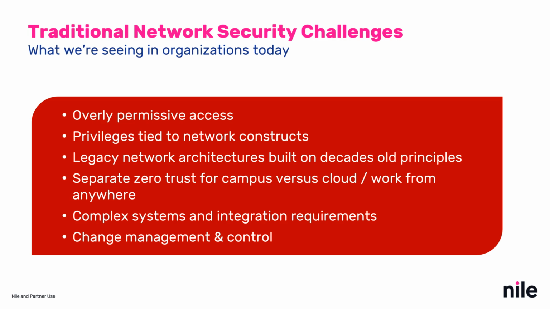Let's start with what we see across organizations today. Traditional network architectures are plagued by overly permissive access, where users and devices can often reach more than they should. Privileges are tied to constructs like VLANs, which inherently assume trust based on connection point, not identity. These architectures are built on decades-old principles, and as a result, struggle to support today's hybrid, mobile, and IoT-rich environments.